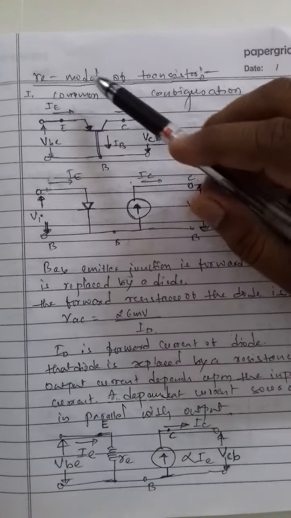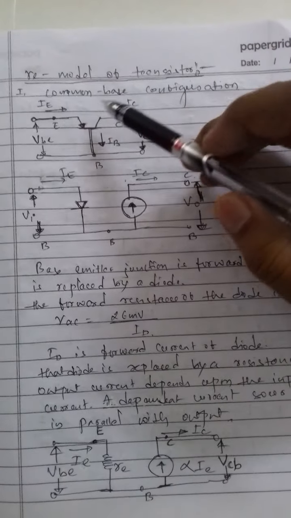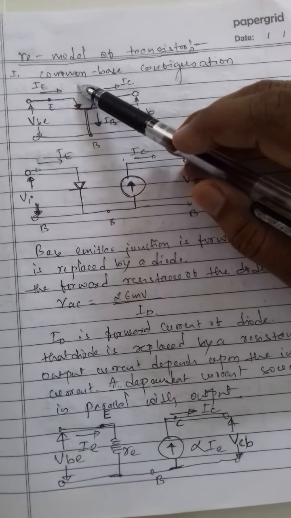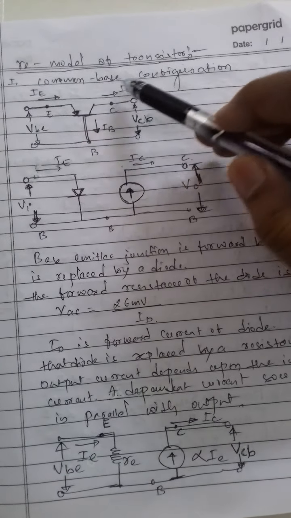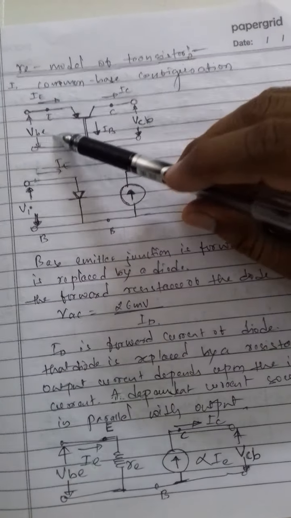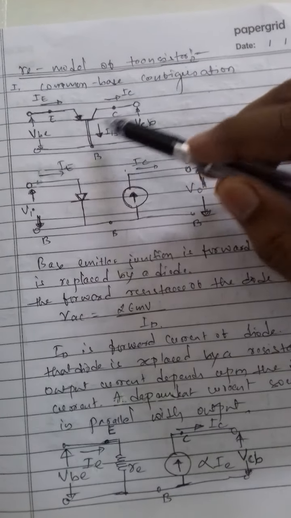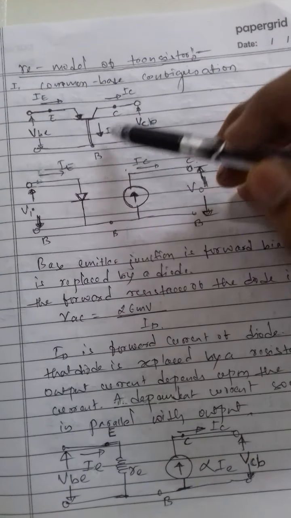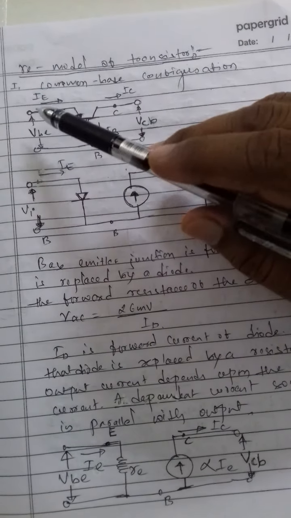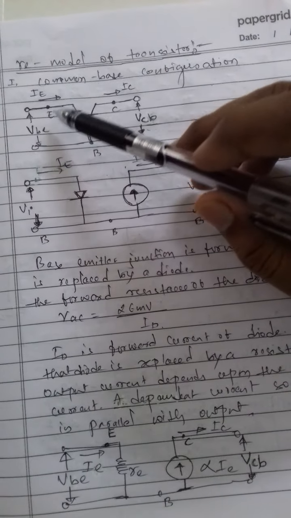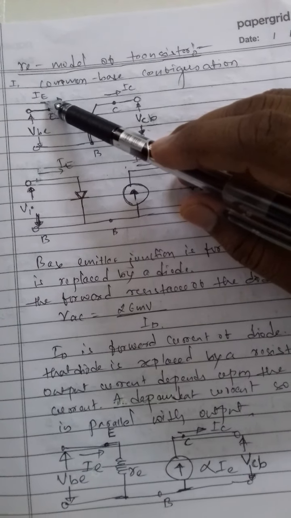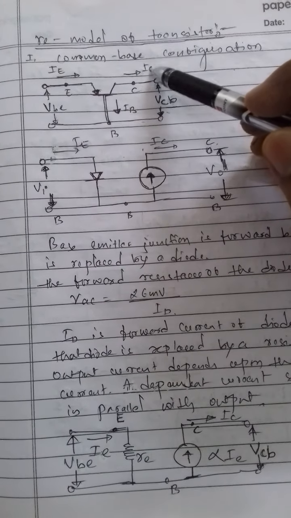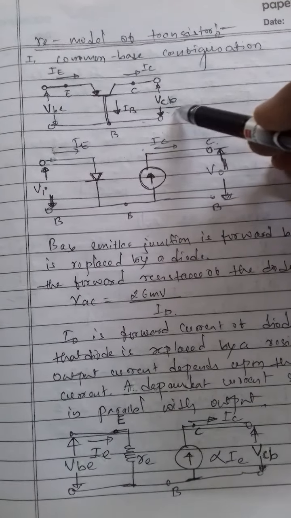Now the re model of transistors. First of all, we shall discuss the re model of the transistor under the common base configuration. Here it is the common base configuration of the transistor: emitter, collector and base. Base is common between the input and the output. The input current is the emitter current and the input voltage is the base to emitter voltage VBE. The output current is IC and the output voltage is VCB.